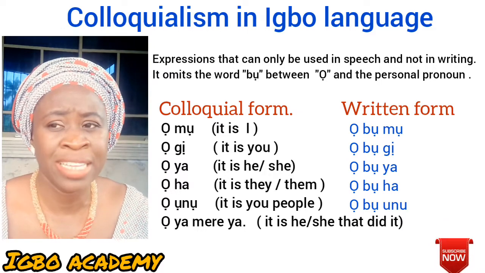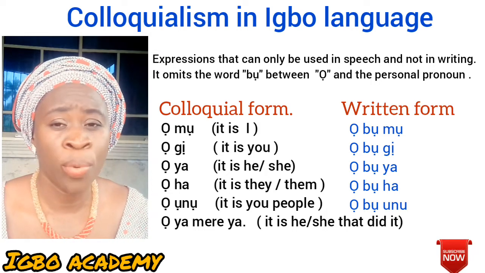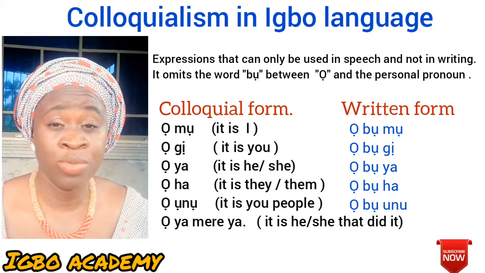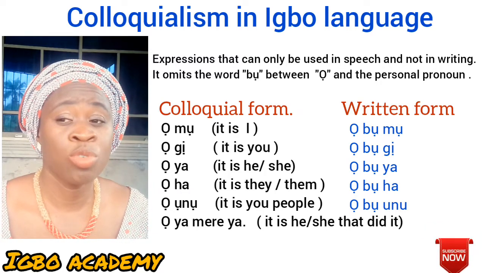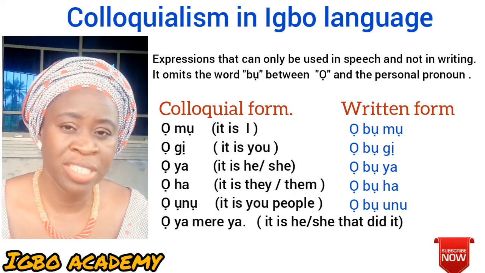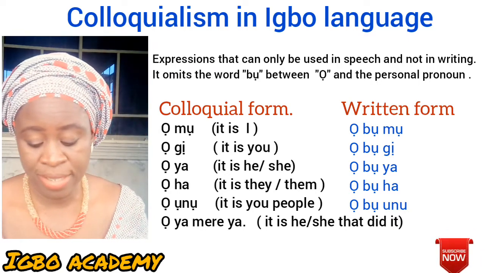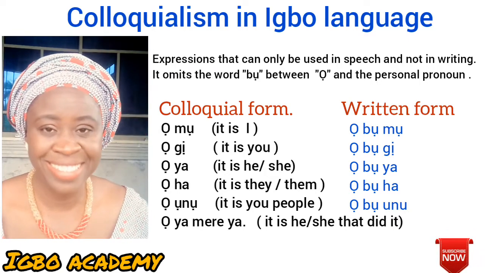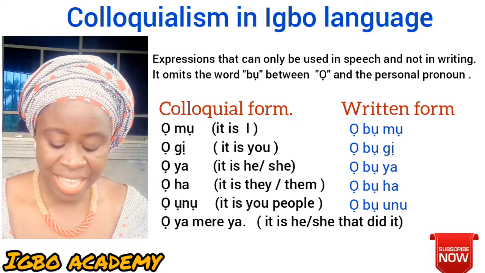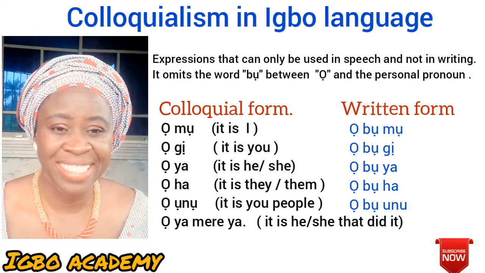So in these colloquial words in Igbo language, the word that is always omitted is bu. It's only bu that you omit when you want to say it, but when you want to write it, you don't omit bu. You must put it in writing. That will be all about the colloquial words. These are words that can only be used in speech and not in writing.